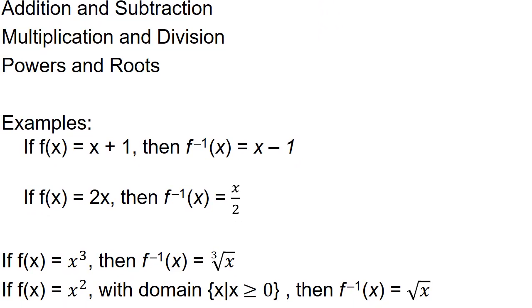If f of x equals x squared with a domain of the set of all x such that x is greater than or equal to 0, and we need to restrict the domain so that x squared is a one-to-one function, then the inverse function of f equals square root of x. That is, if we start with a number and square it, then to get back to the original number, you take the square root.